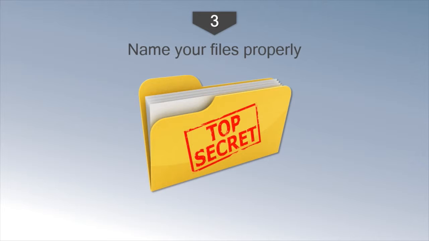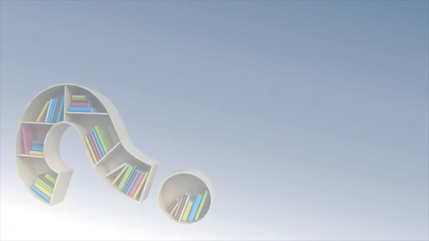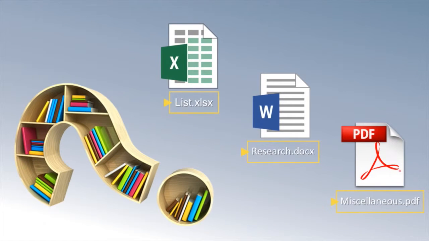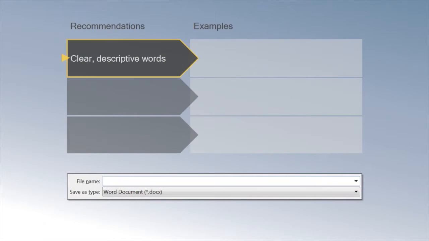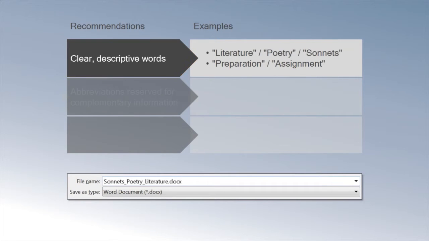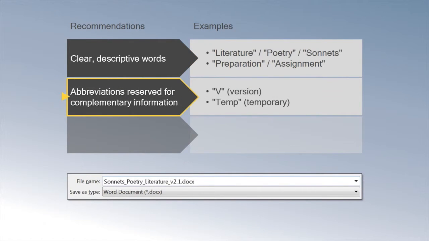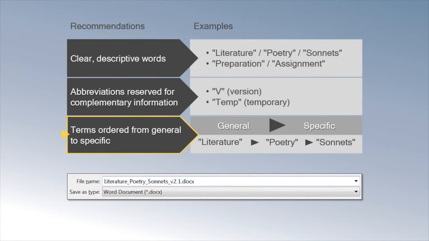Make sure you name your files properly. Would you be able to say what these files contain by just looking at their names? Definitely not. Let's look at a few recommendations for avoiding confusion related to file names. Use clear, descriptive words, and only use abbreviations for complementary information, such as version, for example. The words you use should go from general to specific. For example, you should choose literature, poetry, sonnets, rather than sonnets, poetry, literature.